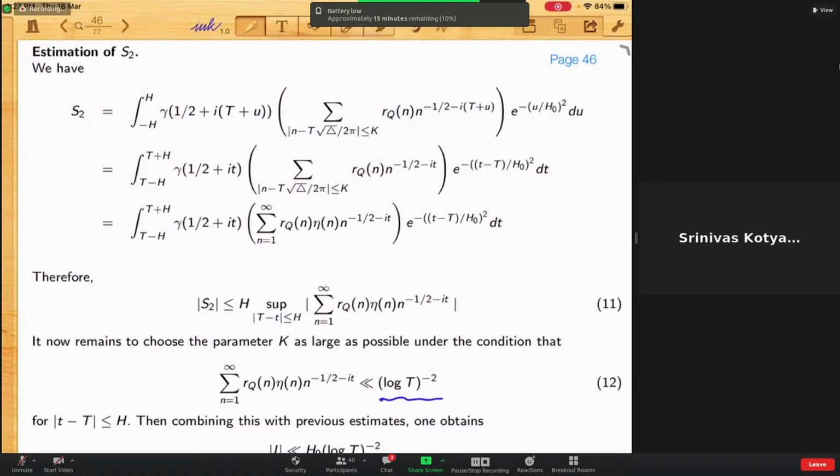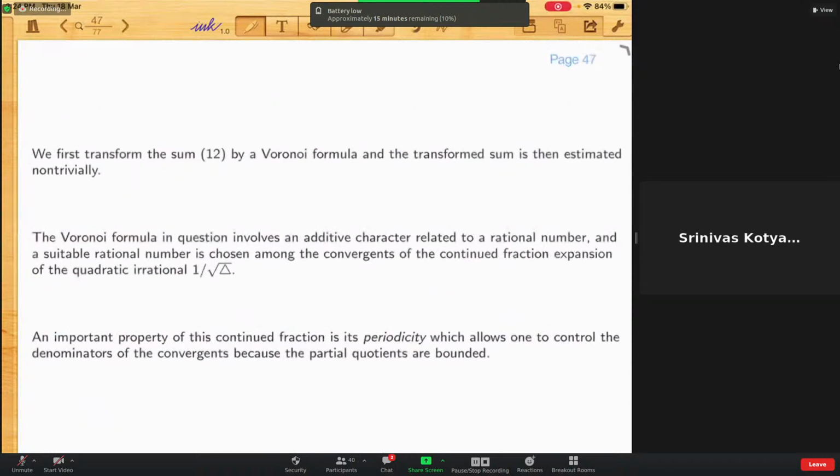Okay. Then combining with the previous estimates, finally one can obtain h to be less than h naught times log t to the power minus 2. And remember, by using Ramachandra's theorem, we have a lower bound bigger than h naught. So that leads to a contradiction. Okay. That is the basic idea of the proof.